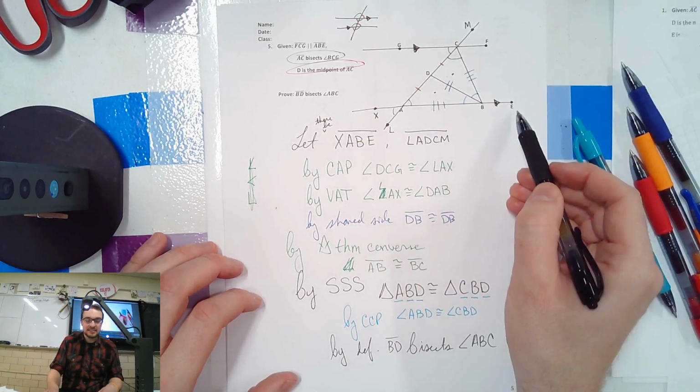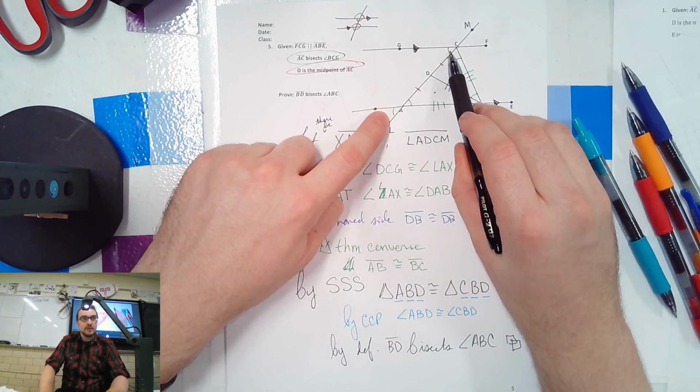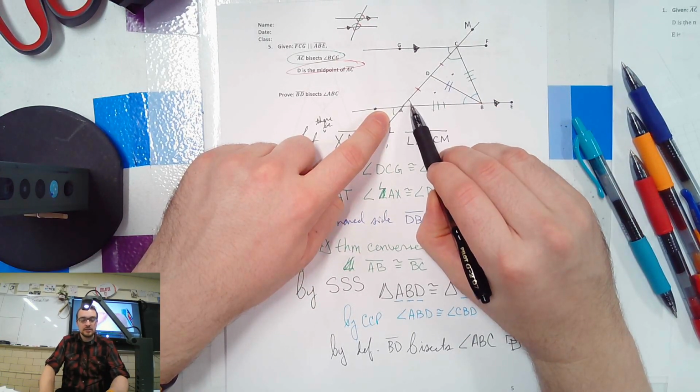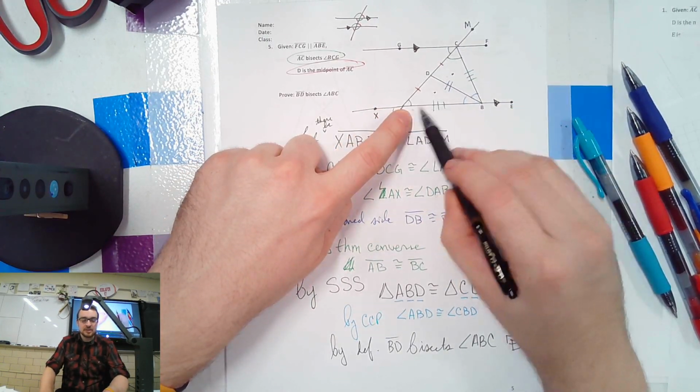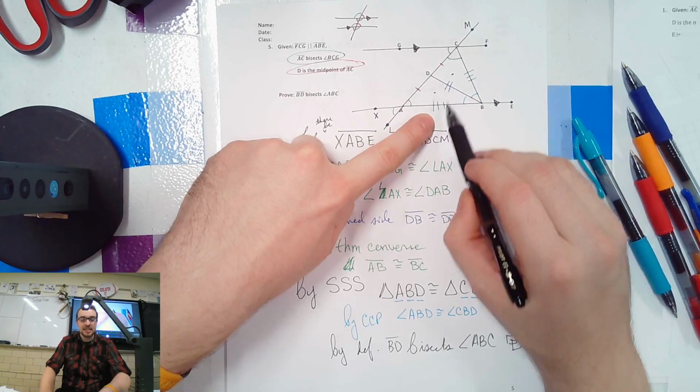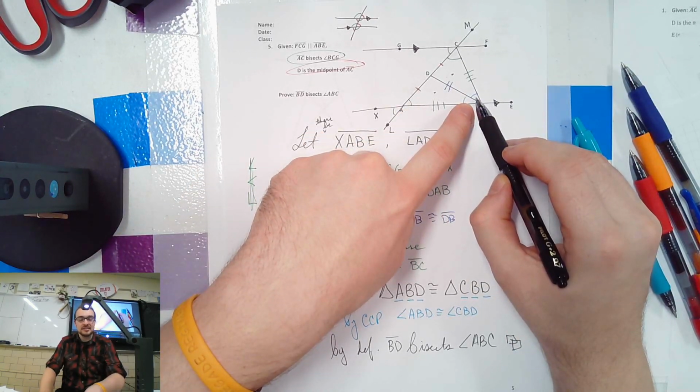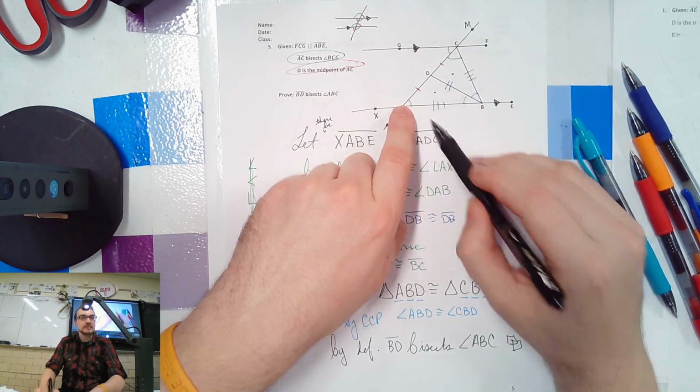Extend, extend, CPCTC, right? Corresponding angles, vertical angles. Isosceles triangle theorem converse, side, side, side, CPCTC, by definition.